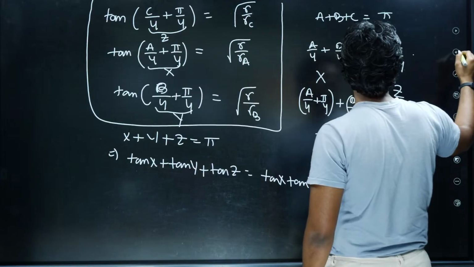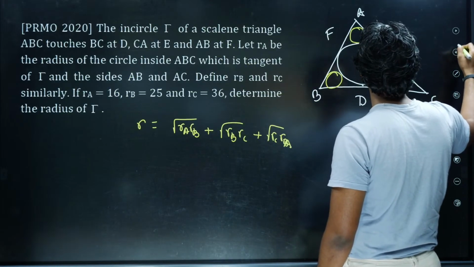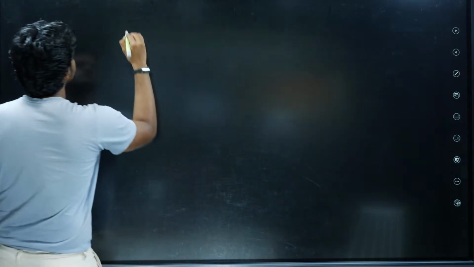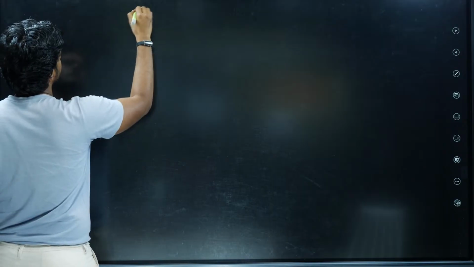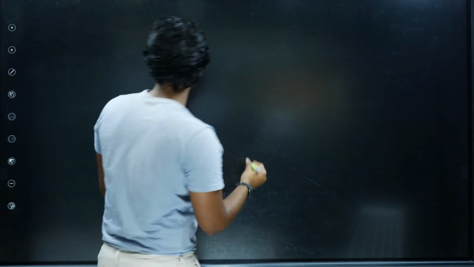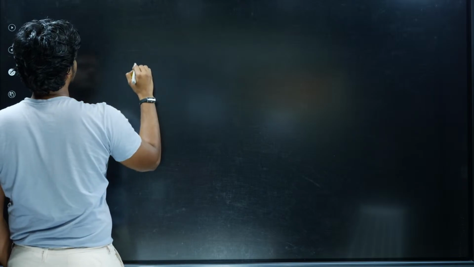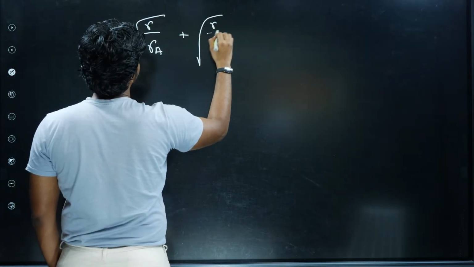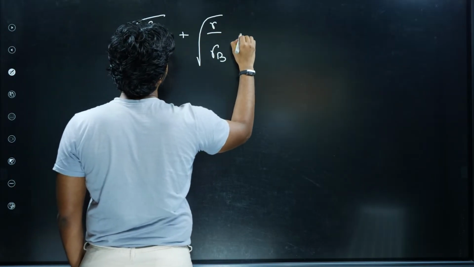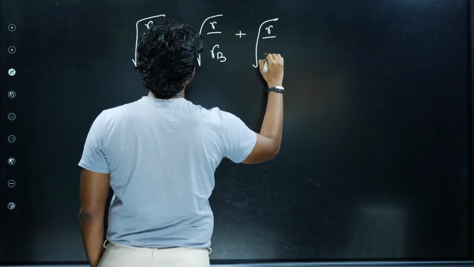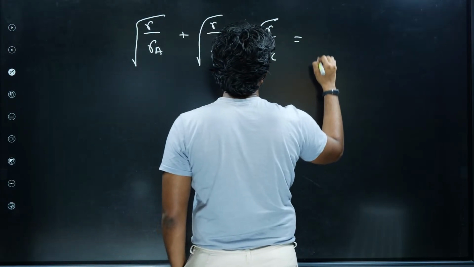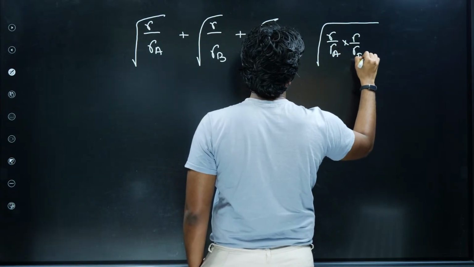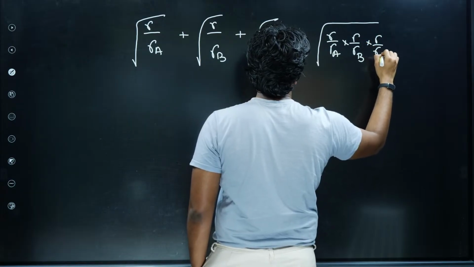Oh, I am out of slides, so I'll go back somewhere. This is unfortunate. So root of r by ra plus root of r by rb plus root of r by rc is equal to square root of r by ra, r by rb, r by rc.